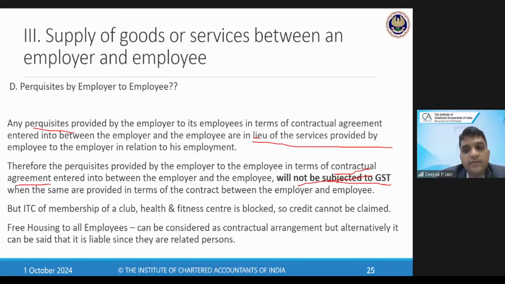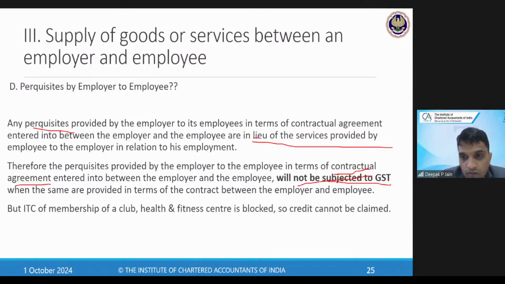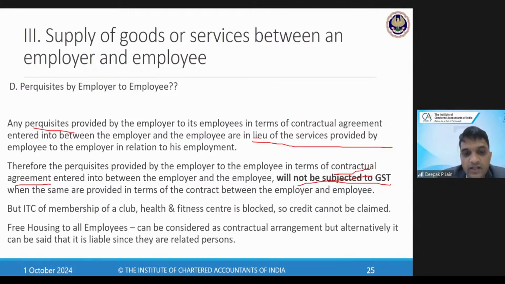What is the exact meaning of perquisites? Perquisites means any kind of, I'll tell you the definition, whatever extra benefits the company gives, that is called perquisites.